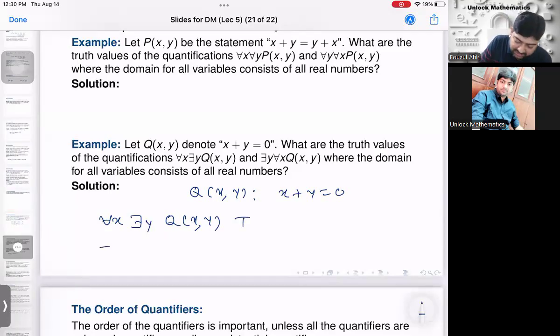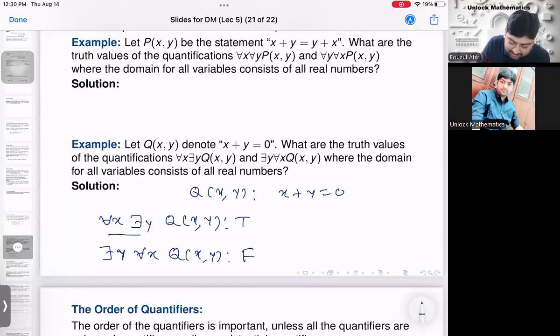But what about this one? There exists y for all x, q(x, y). Now what does it mean? This means that there is a real number y for which every x is such that x plus y equal to 0. Do you have such a real number, a single real number for which if you add any real number you will get 0? Is it possible? It's not possible, right? So in this case it is a false one.